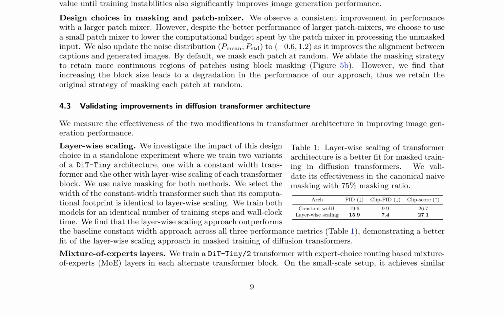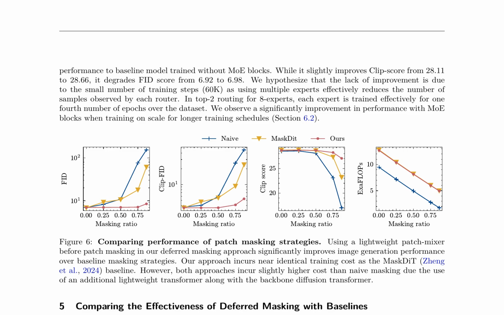However, MoE layers only achieve similar performance to the baseline model on a small-scale setup, but significantly improve performance when training on a larger scale for longer training schedules. The authors compare the performance of their deferred masking approach with multiple baselines, including naive masking, MaskIt, and model downscaling. They show that their approach achieves better performance than model downscaling under an isoflops budget.